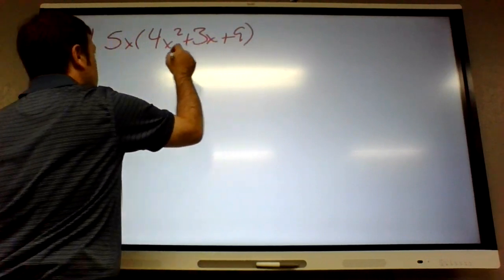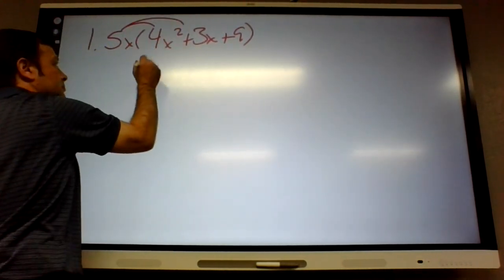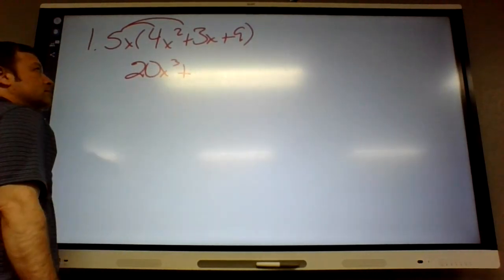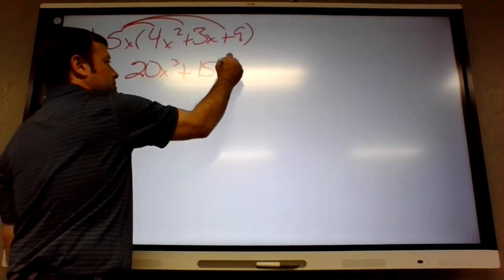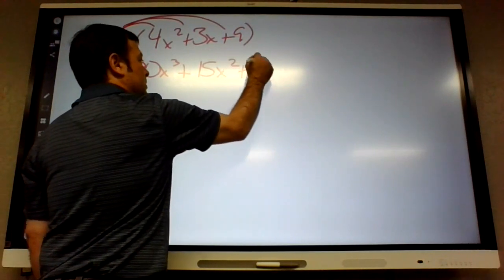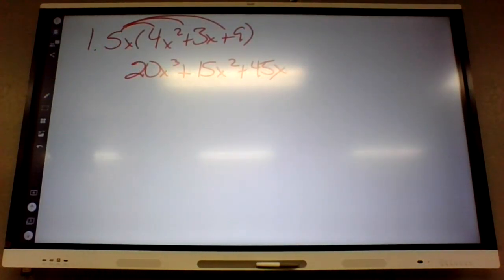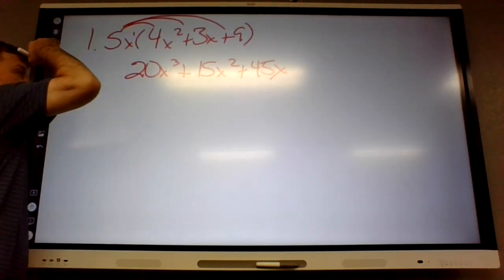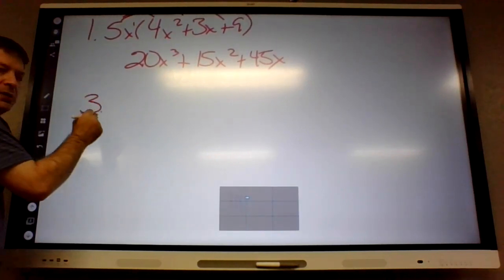Shannon, what would that become? 20x, 30, yeah, whatever, plus 45. Yeah. So when you're multiplying the x's, the exponents just get added together. There's an invisible 1 exponent on the 5x. Okay.